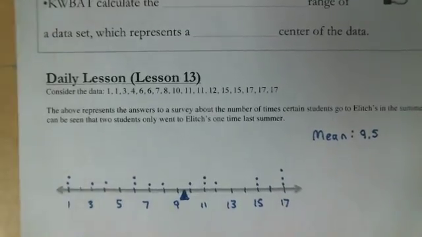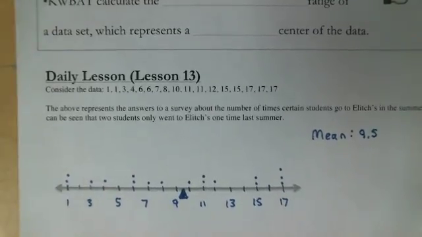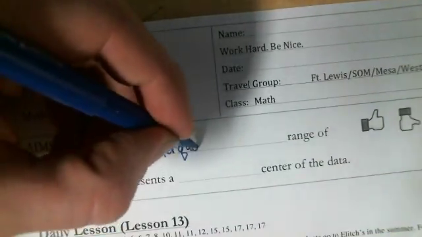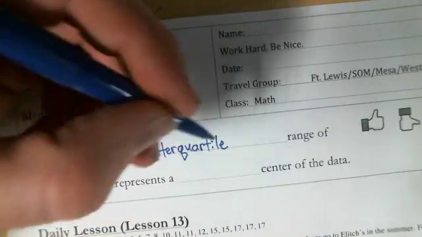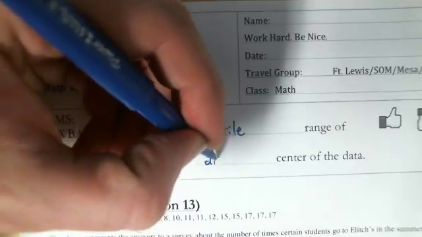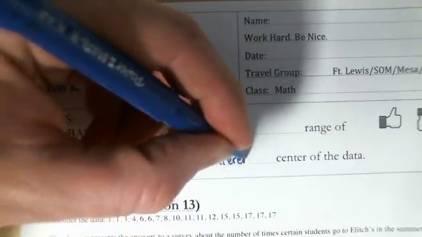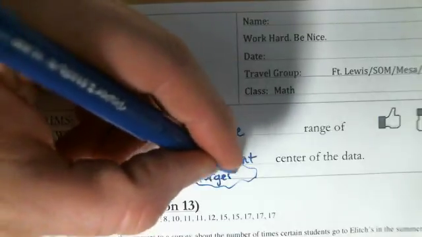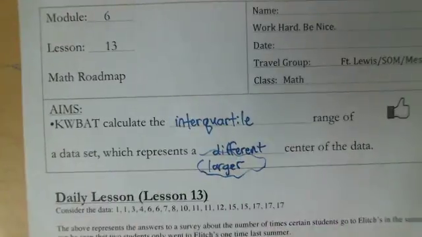All right, so I'm looking at daily lesson 13, talking about the interquartile range. We're calculating the interquartile, which sounds kind of like a spaceship or something, interquartile range of a data set, and it just represents a different center of the data. In some ways, it represents a larger center of the data, so it's kind of weird.